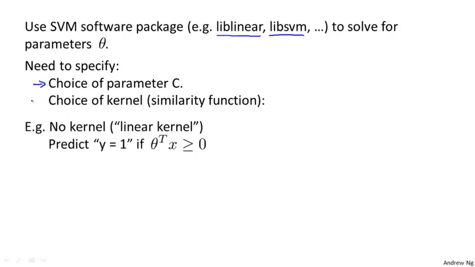So one choice might be if you decide not to use any kernel, and the idea of no kernel is also called a linear kernel. So if someone says, I use an SVM with a linear kernel, what that means is they use an SVM without using a kernel, a version of the SVM that just uses theta transpose x, right? That predicts 1 if theta 0 plus theta 1 x1 plus so on plus theta n xn is greater than or equal to 0. And this term linear kernel, you can think of this as a version of the SVM that just gives you a standard linear classifier.